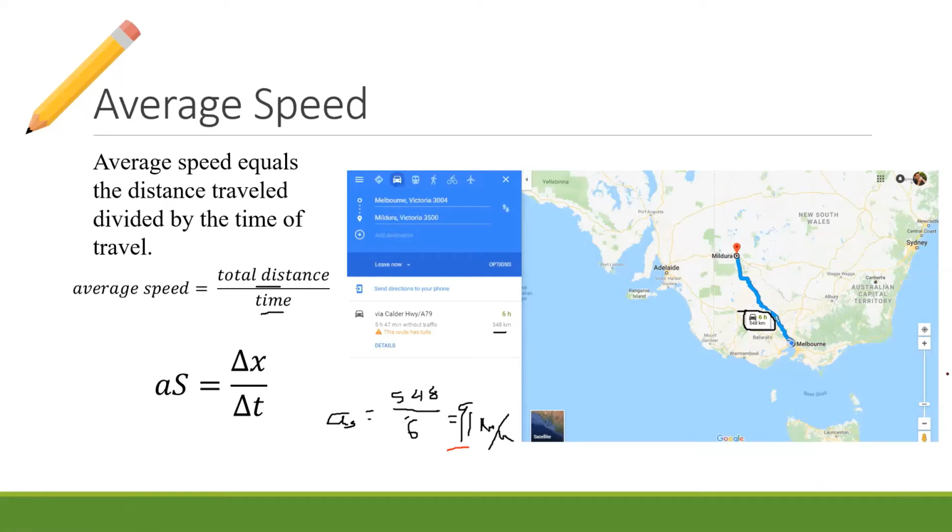The speed they're most likely going to be going on is on a freeway. It's most likely going to be 100 kilometers an hour.